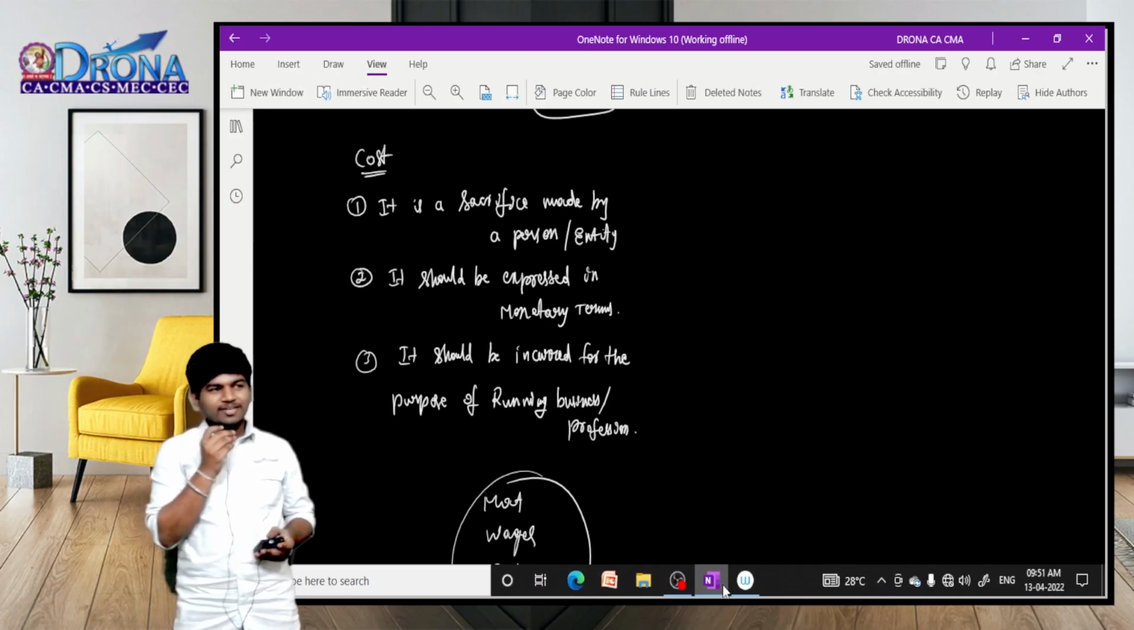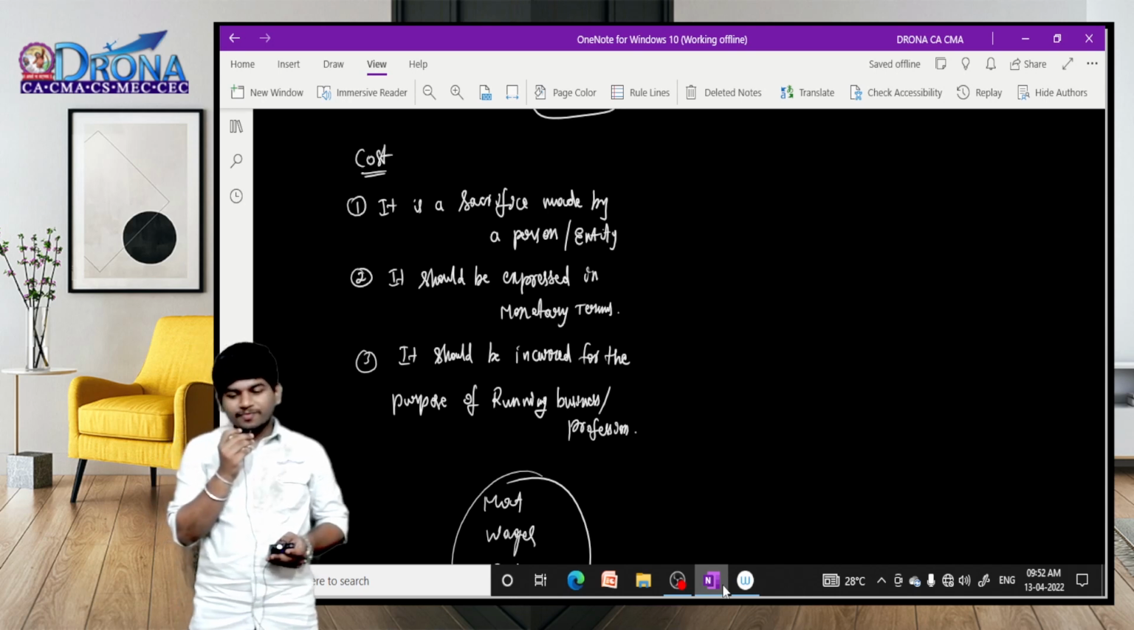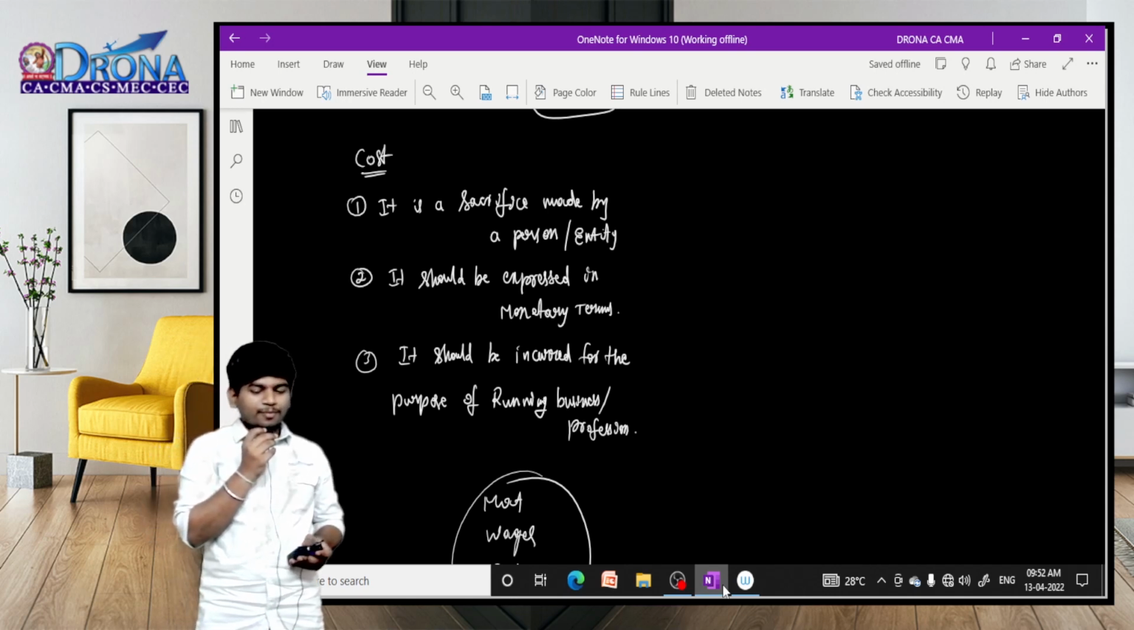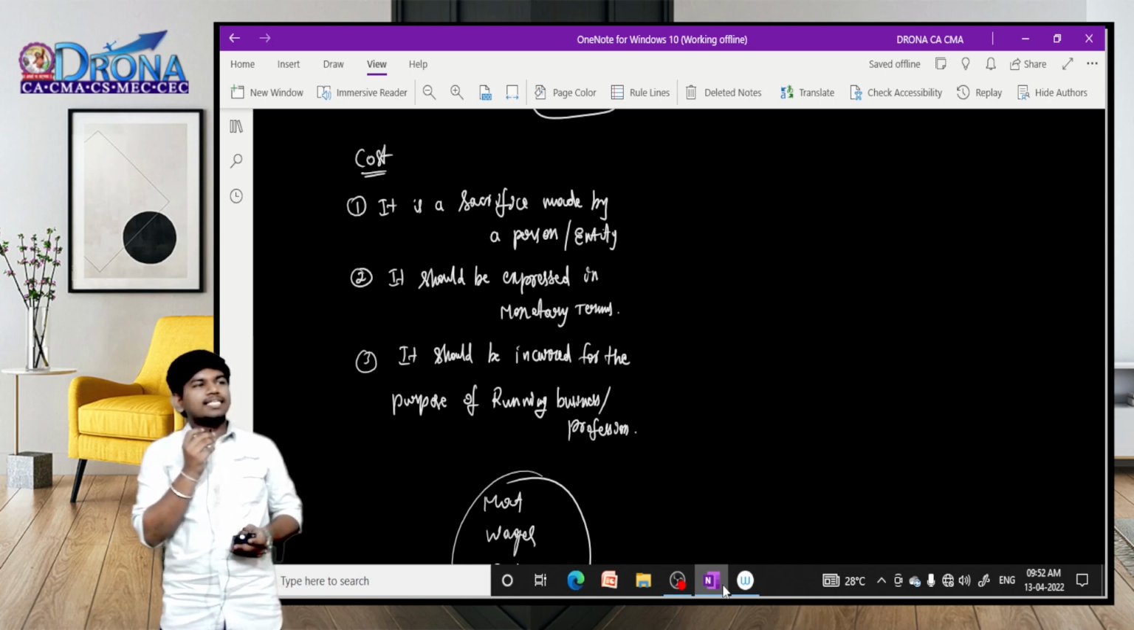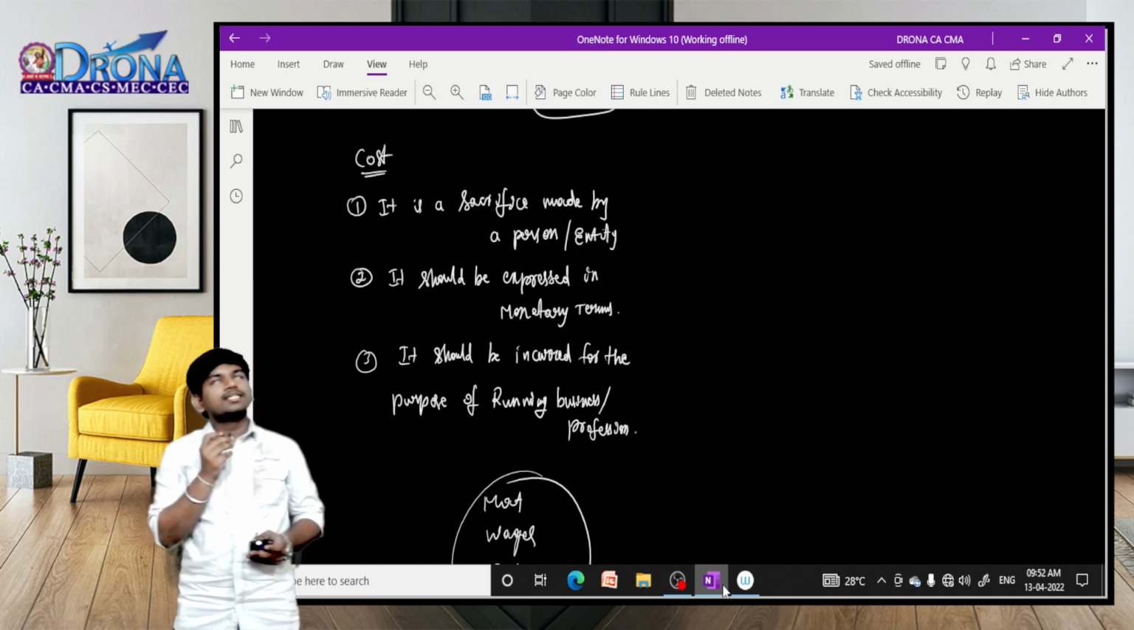Cost. It is a sacrifice made by a person or entity. It is expressed in monetary terms. It should be incurred for the purpose of running a business or profession. Costing. It is a process of assessment of the cost of a product or service.